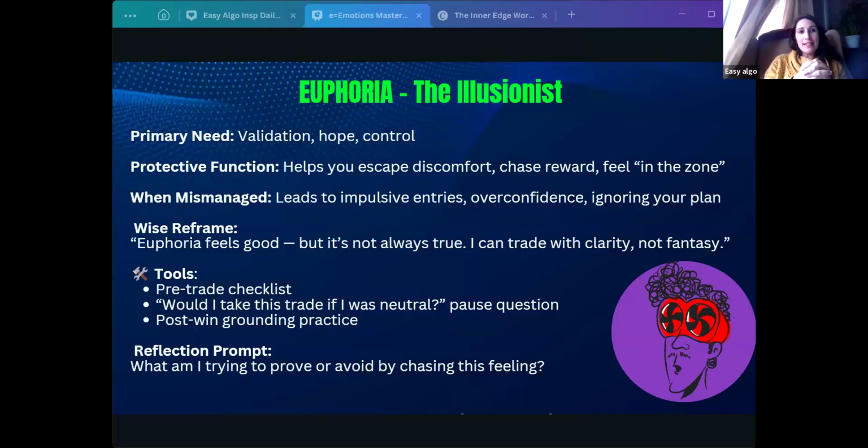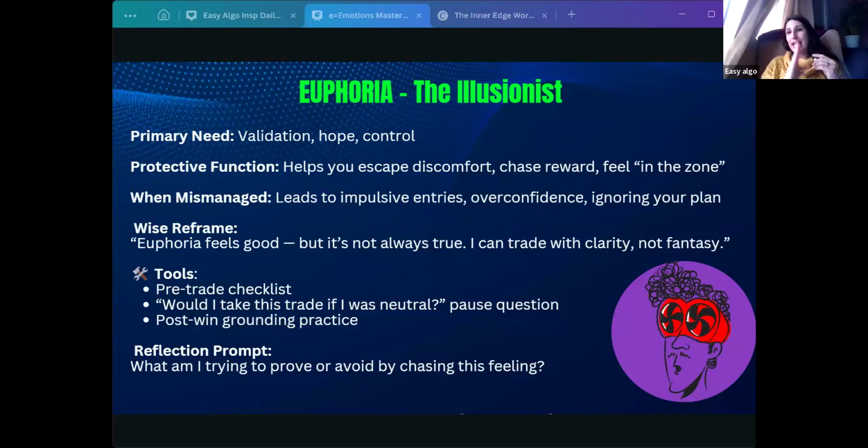The protective need behind this is to escape the discomfort of reality. That's why we have a lot of escapist behaviors. We want to watch movies, we want to doom scroll. It gives us that artificial sense of escapism, right? Or drugs in extreme cases, alcohol, things that give us a state of euphoria, right? Euphoria feels good, okay, but it's not always true.